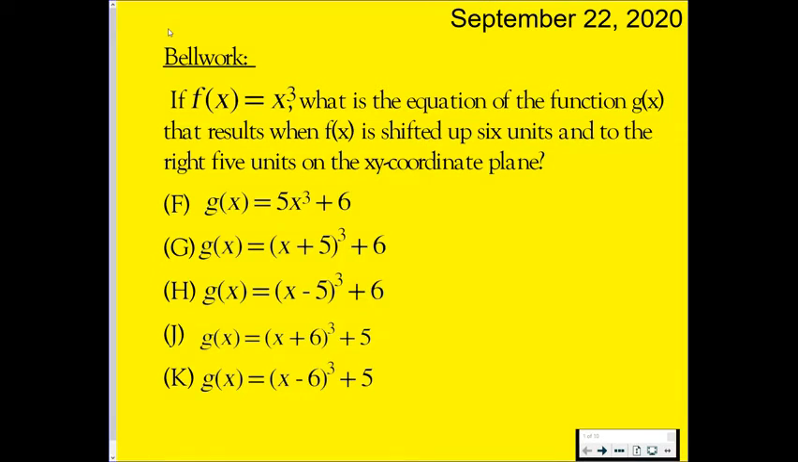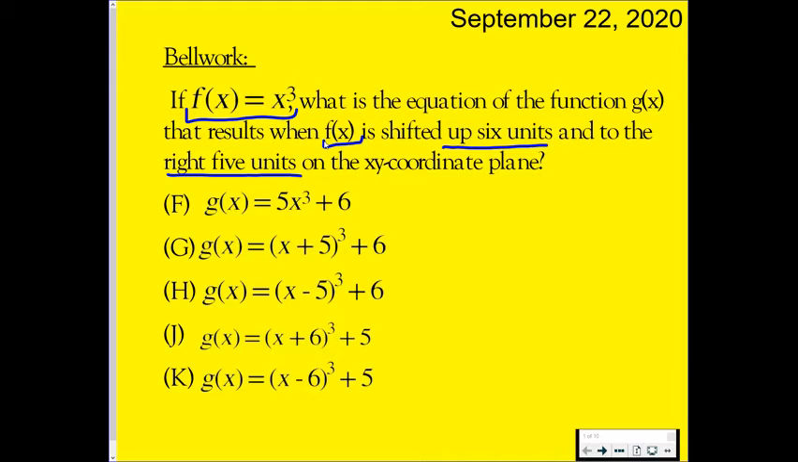If f of x equals x cubed, what is the equation of the function g of x that results when f of x, my original equation, is shifted up 6 units and to the right 5 units on the xy coordinate plane? This is a type of question you could see on a standardized test because it's testing to see what you know about transformations of parent functions. So our original graph is x cubed.